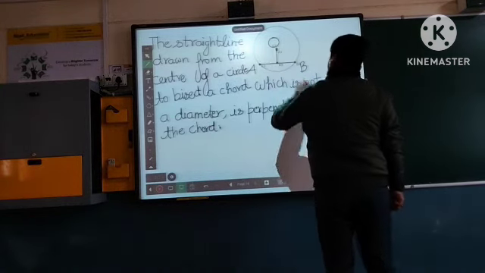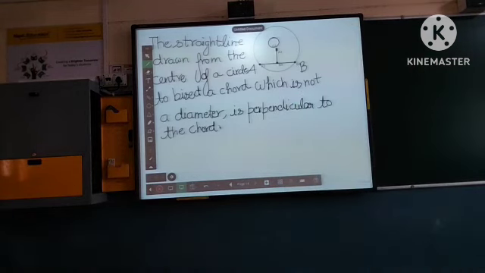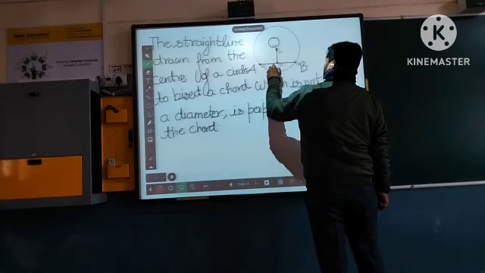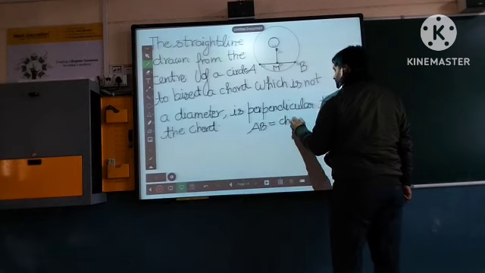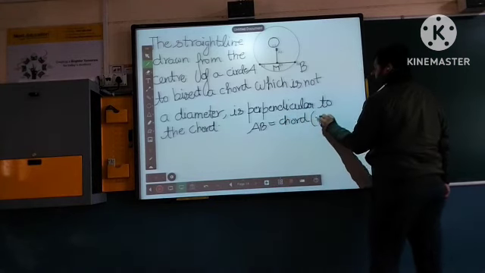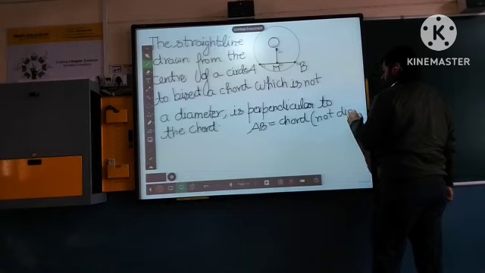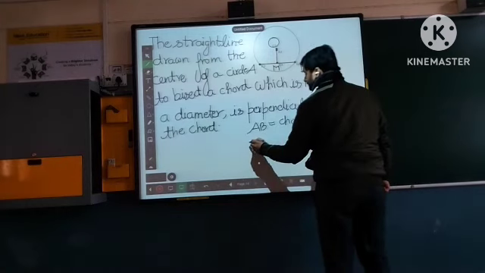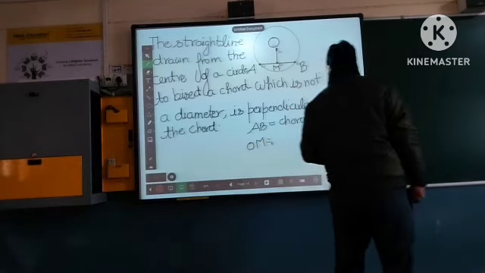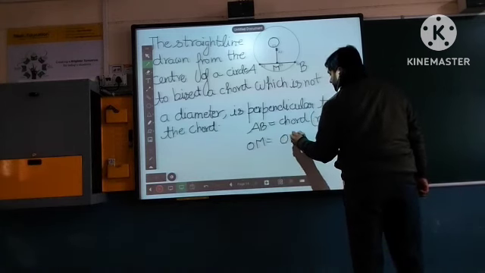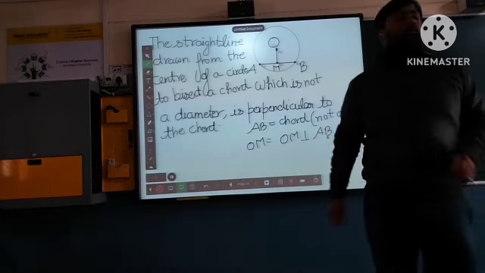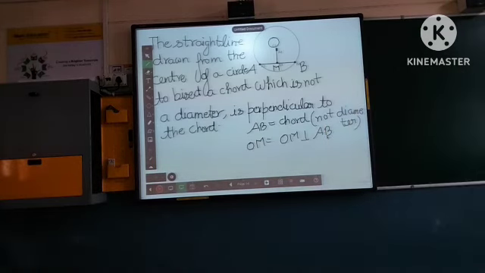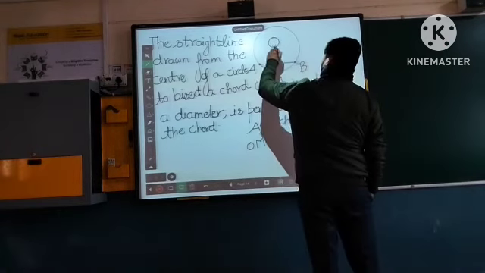Now see, this is the chord, this is the center. We have joined the lines from O to B and O to A. This point is M. M is the point where the line drawn from the center is touching the chord. So AB is a chord which is not a diameter. Then can I say OM is the distance? OM is such that OM is perpendicular to AB. So OM is perpendicular to AB, this is the result, and this is what we have to prove.